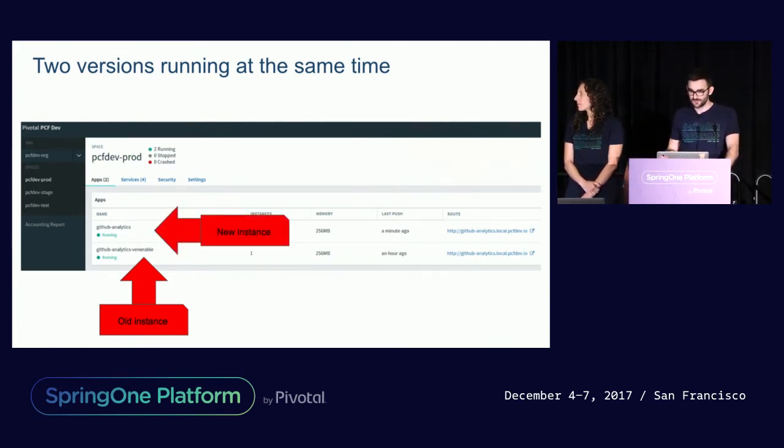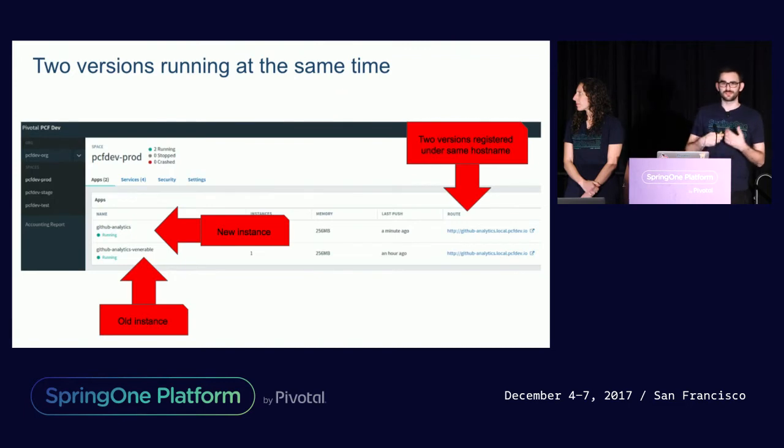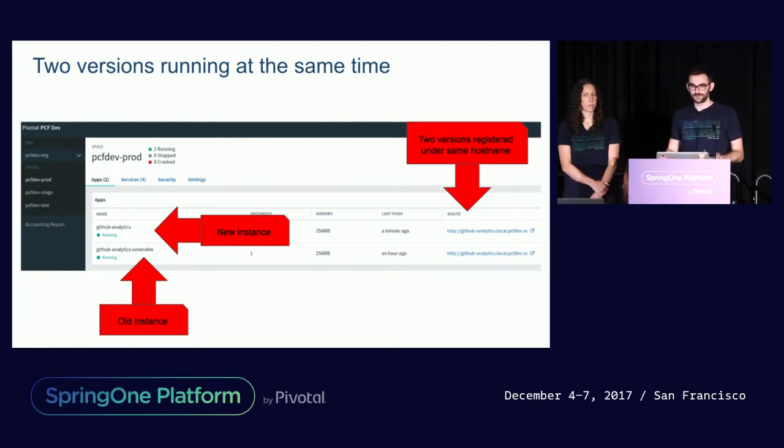And what's crucial, both are registered under the same route. So it's Cloud Foundry that routes the traffic. So you have two instances running at the same time, and Cloud Foundry takes care of routing the traffic. You have zero downtime deployment.